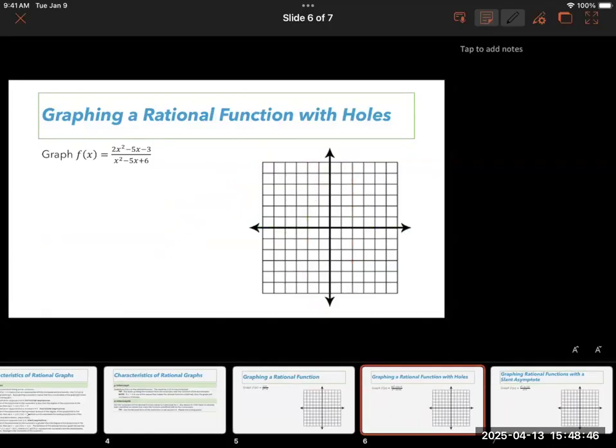So in this case, again, we're going to start by factoring. So 2x squared minus 5x minus 3 will factor into 2x plus 1 and x minus 3. The x squared minus 5x plus 6 will factor into x minus 2 and x minus 3. Okay, so based on that, we can tell that x cannot equal 2 or 3 because those are values of x that would make the factors in the denominator equal 0.